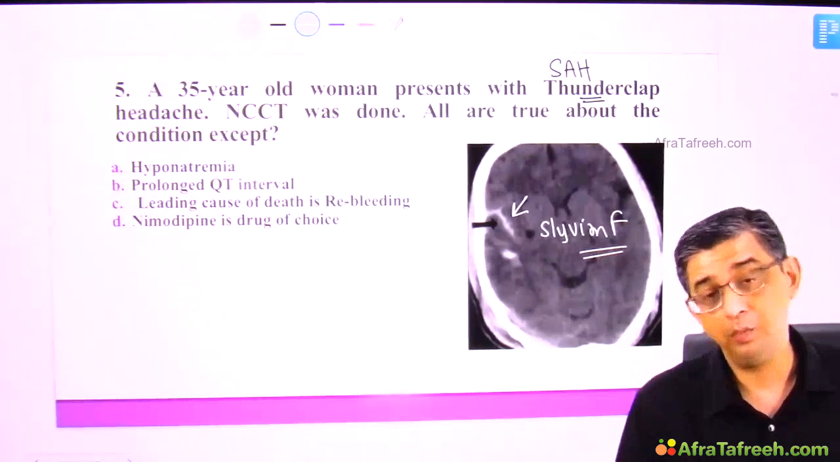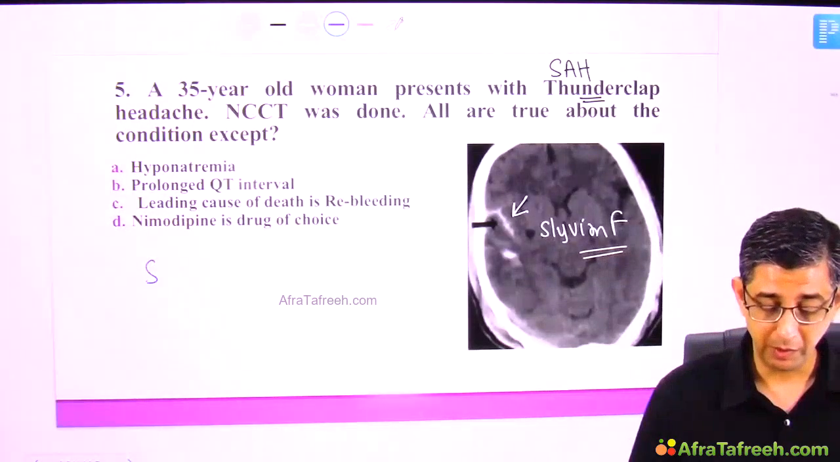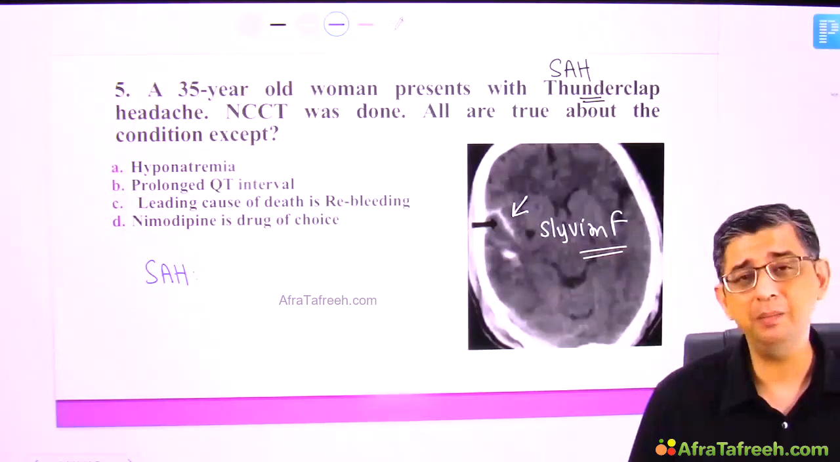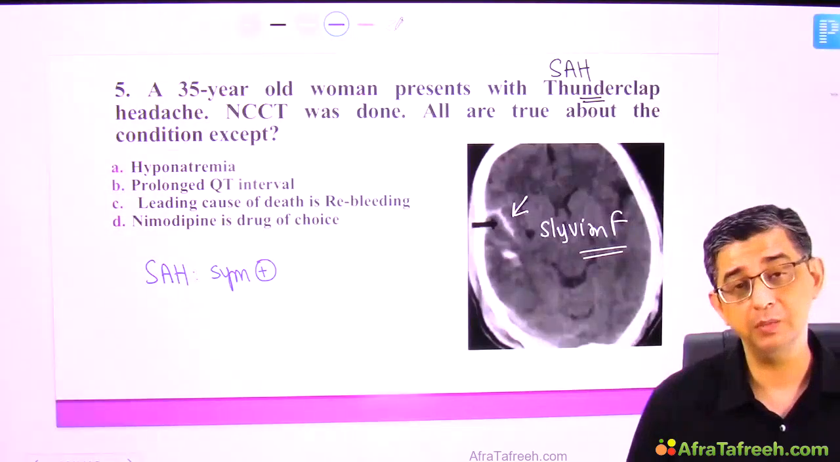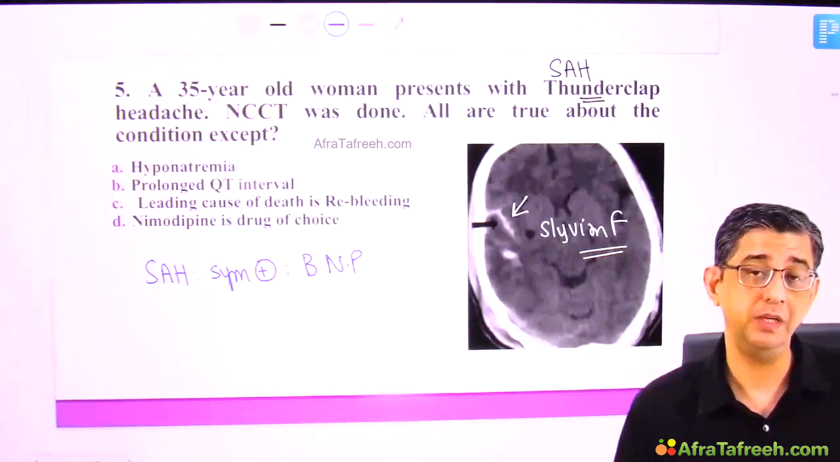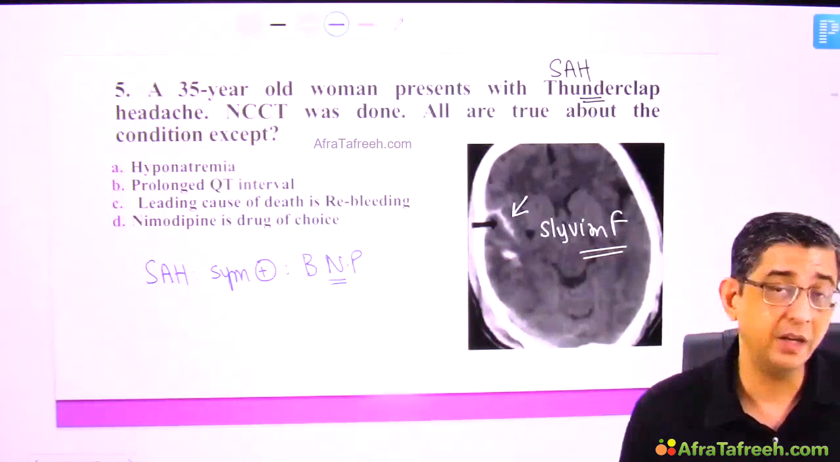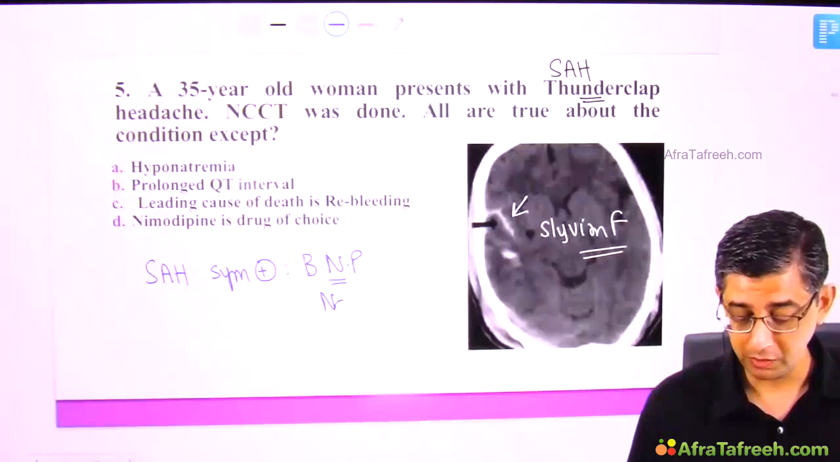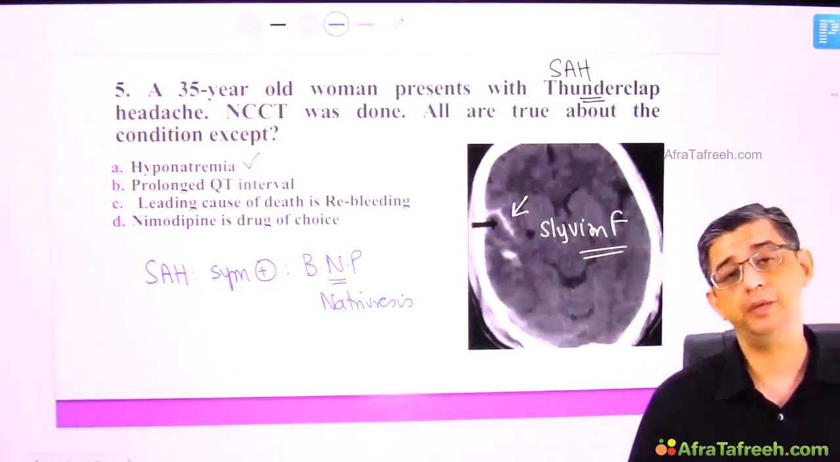Option A says hyponatremia. Well, when a person is suffering from subarachnoid hemorrhage, it's an intensely painful condition. So because of the excessive pain, there can be sympathomimetic stimulation, and studies have shown that in this extremely painful condition, there is release of a chemical from the brain, that is B-type natriuretic peptide. Guys, if you focus on the word natriuresis, there's going to be loss of salt from the body, and the loss of salt is going to explain the hyponatremia component.